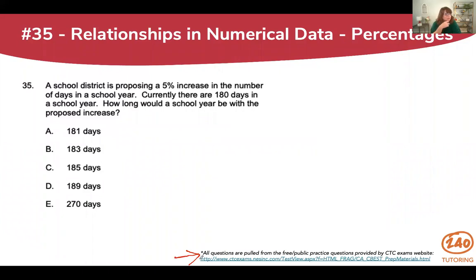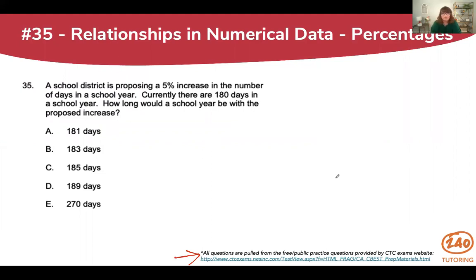So let's look at this first one. This is number 35, and we're looking at percentages. It says a school district is proposing a 5% increase in the number of days in a school year. Currently, there are 180 days in the school year. How long would a school year be with the proposed increase? So the first thing we need to figure out is, what is that 5% increase? So we need to know, what's 5% of 180?